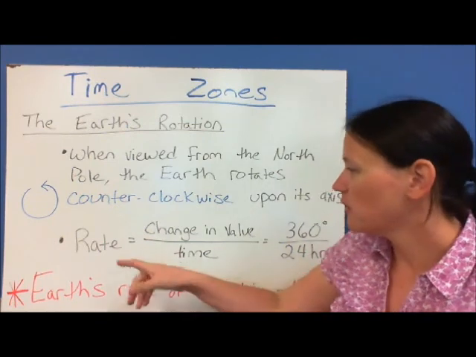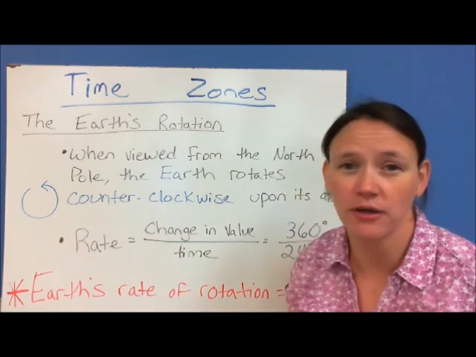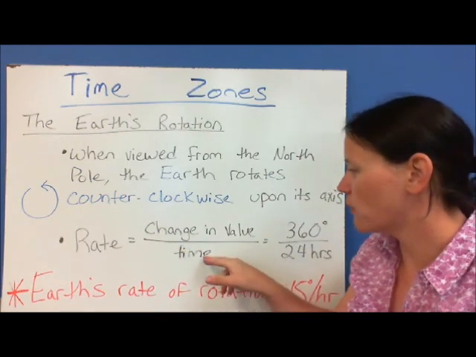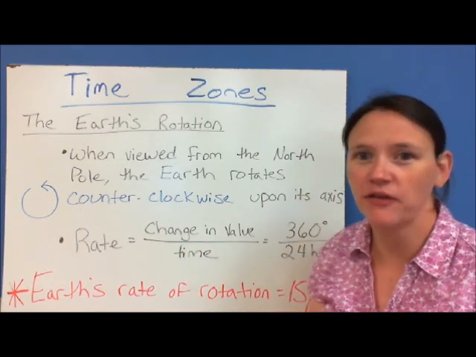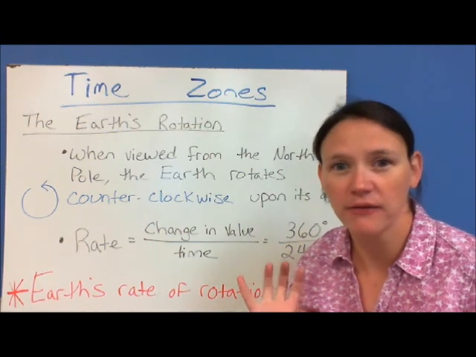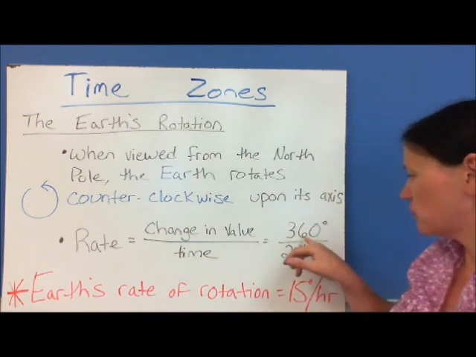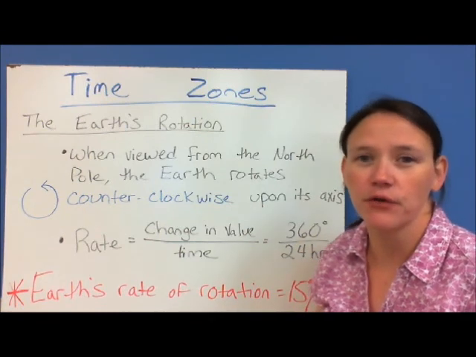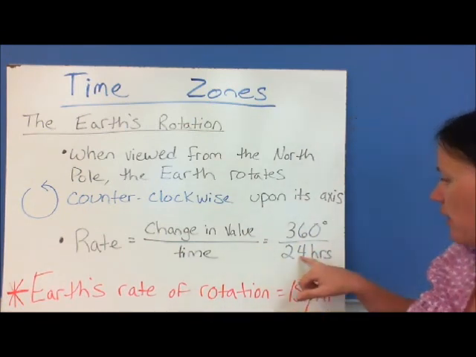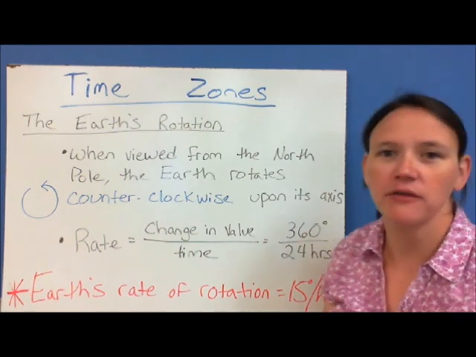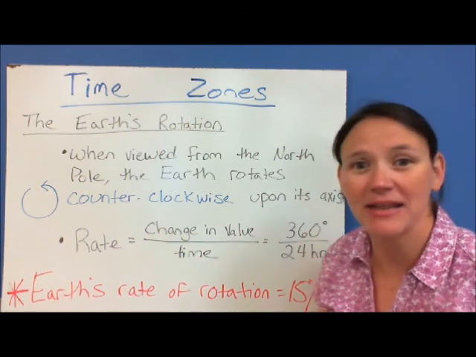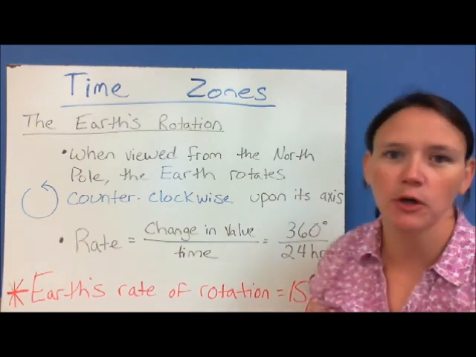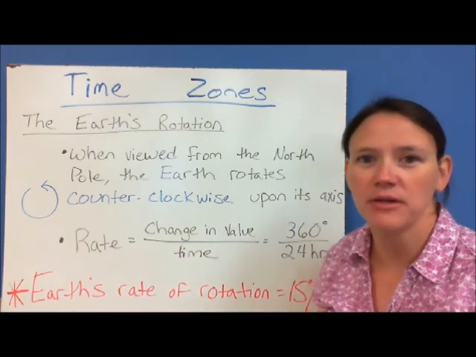things. First of all, the rate of change formula, which is right in your reference table on the front cover. We're going to look at a change in value over time. The change in value is going to be how many degrees the Earth is rotating, which would be 360. It takes 24 hours for the Earth to rotate once. So we divide 24 hours into 360 degrees, and we get the rate that the Earth rotates, which is 15 degrees per hour. This is a number that you need to know.